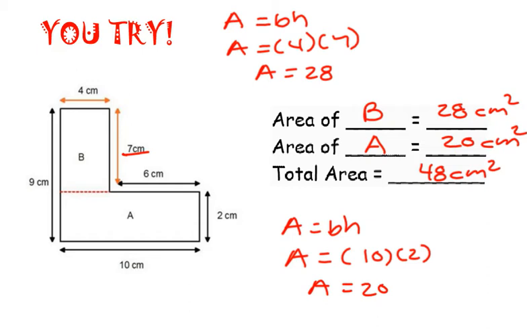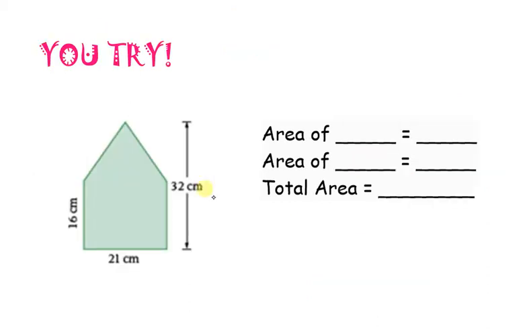All right, let's try another one. So with this one, before you get started, I just want to show you. Now, you can draw lines wherever you want to in order to split these shapes apart. And so I'm going to draw a line right there to help me determine that this is one shape and that this is another shape. And so just so we can work together, do the area of the triangle first and then the area of the rectangle second.